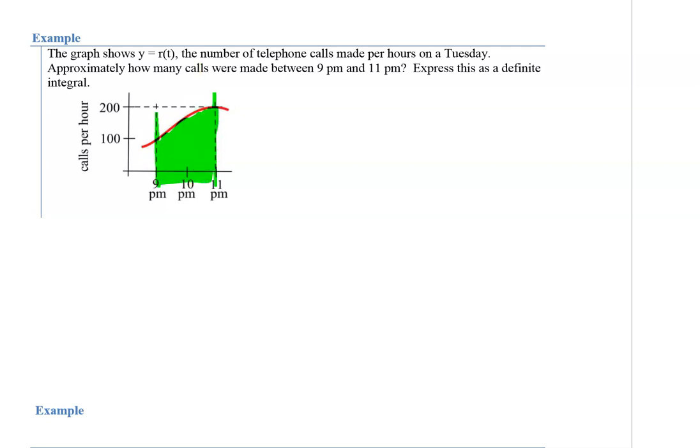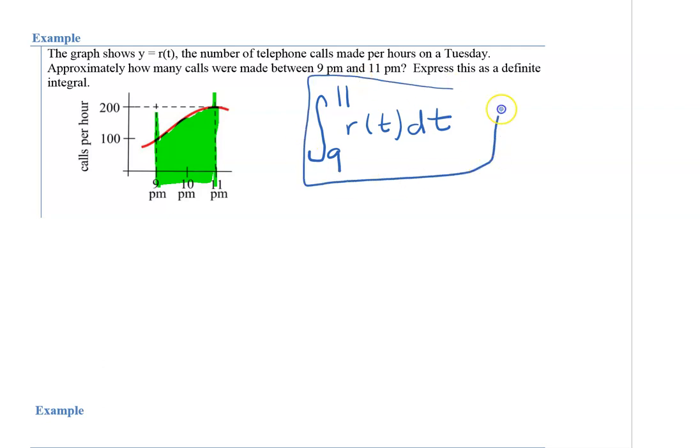In future lectures and conversations, we are going to figure out how to find this to the decimal point, but right now I just want to work on the setup. So this would be the integral from 9 to 11. Our function within here would be our r of t function, and then we would say dt because that's the variable that we are relating it to. And so that is just our setup. Express this as a definite integral. This would be that integral.